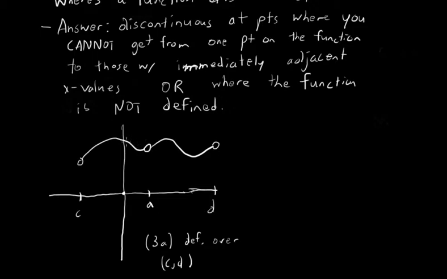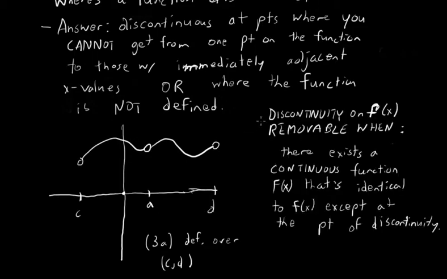This is an example of a specific type of discontinuity called a removable discontinuity. So what's a removable discontinuity? A discontinuity on the function lowercase f of x is classified as removable when there exists a continuous function, capital F of x, that's identical to lowercase f of x except at the point of discontinuity. So that's quite the mouthful, right?